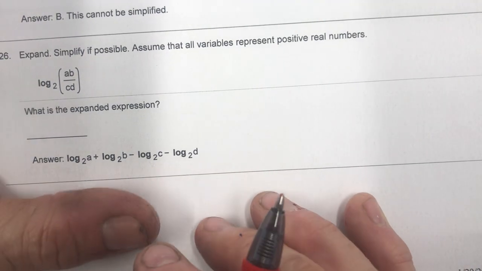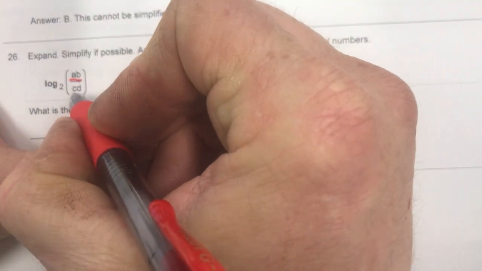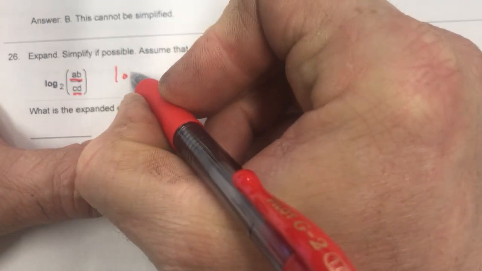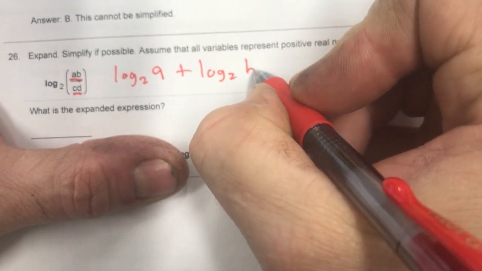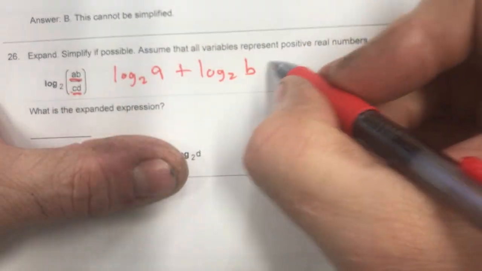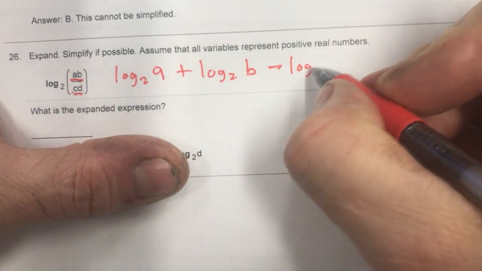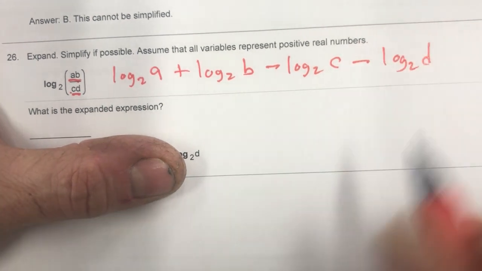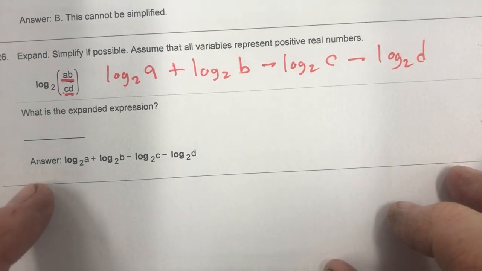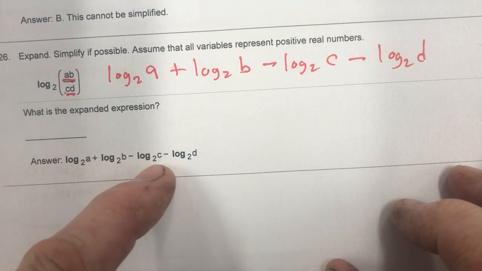Okay. All right, number 26, expand this one. I'm going to cover up the answer here. I got a product, and I got two things I'm dividing by. So it's going to be like this, log base 2 of A plus log base 2 of B, and then the ones I'm dividing by, minus log base 2 of C, and then minus log base 2 of D. Okay, and there you go.